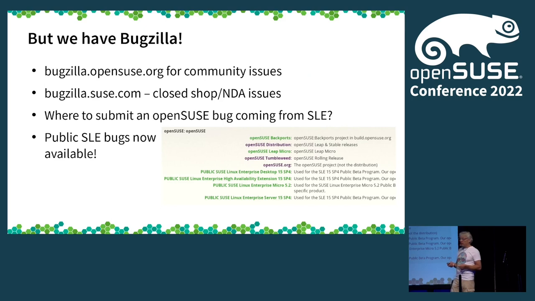Yeah, but we can maintain our bugs in Bugzilla. Here we had the same issue. We had a couple of bugs that were visible to everybody. But there is also bugzilla.suse.com, which is due to NDA issues with paying customers and something like that, not visible for the community. At least here we have an improvement in between, because we can submit bugs against public SUSE Enterprise 15.4, Service Pack 4, desktop and something like that.